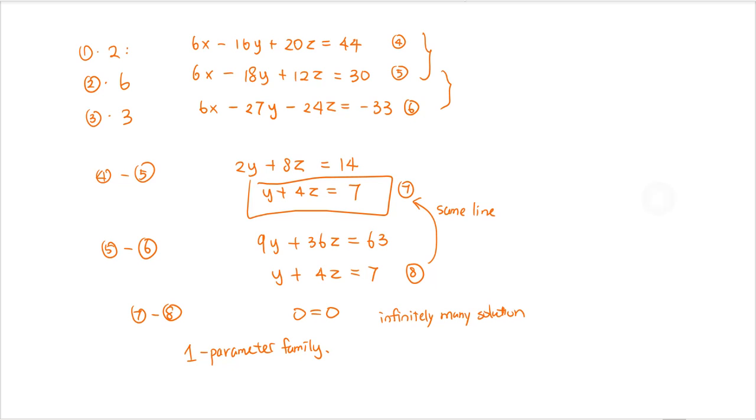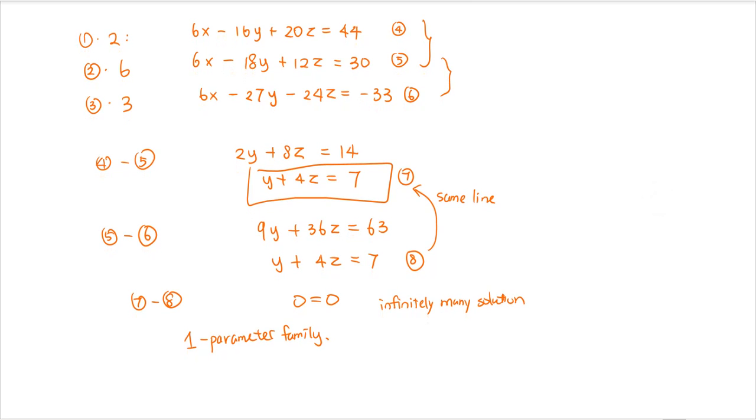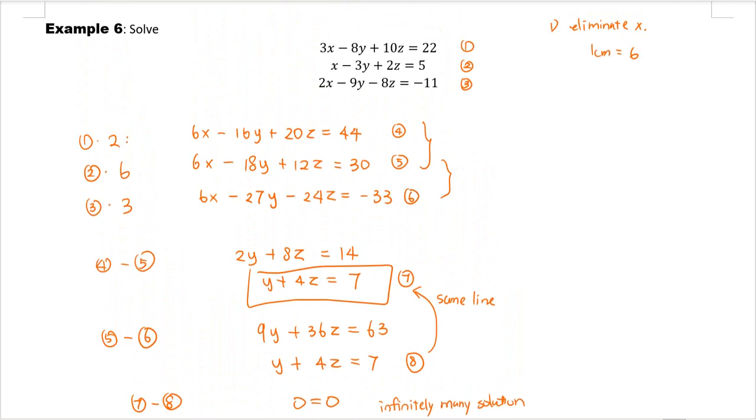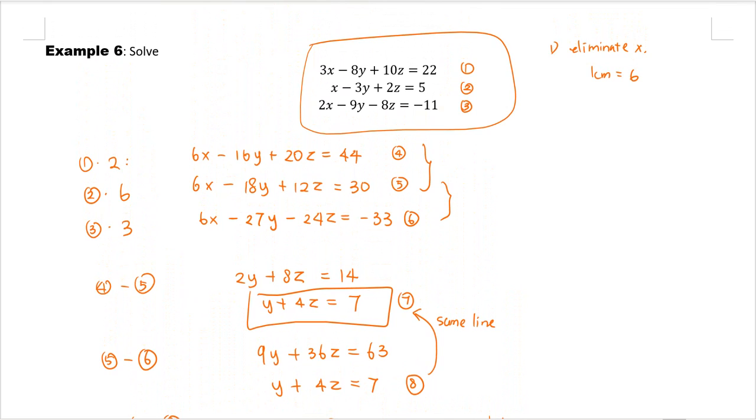So how do we express this? Well, look at this line. Maybe it's easier to solve for y in terms of z, right? So we get y is minus 4z plus 7. Okay, so then we let z be t, then y is minus 4t plus 7. And how about x? How do we get x? Well, look at those 3 equations. Which one is easier to solve for x? The second one, right? Second one.